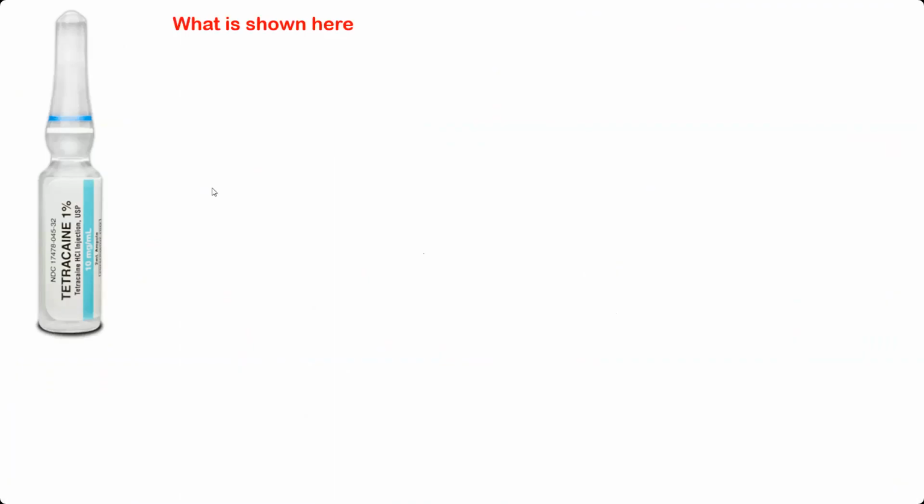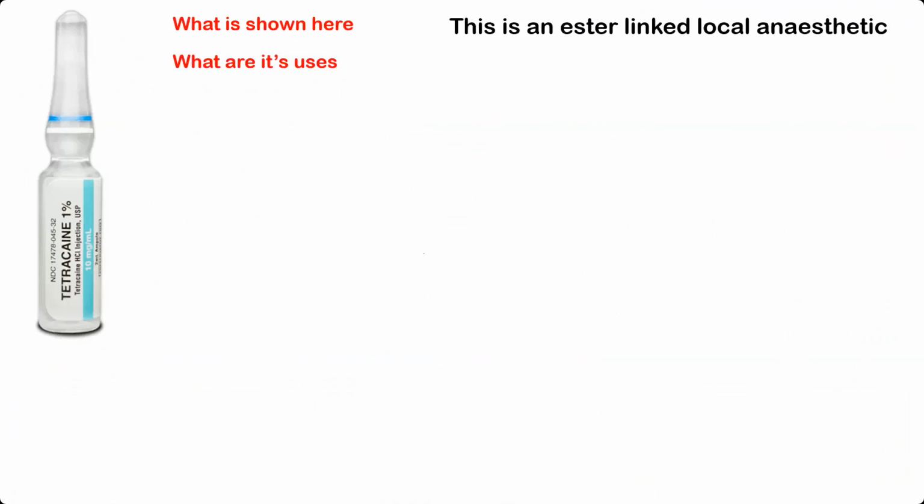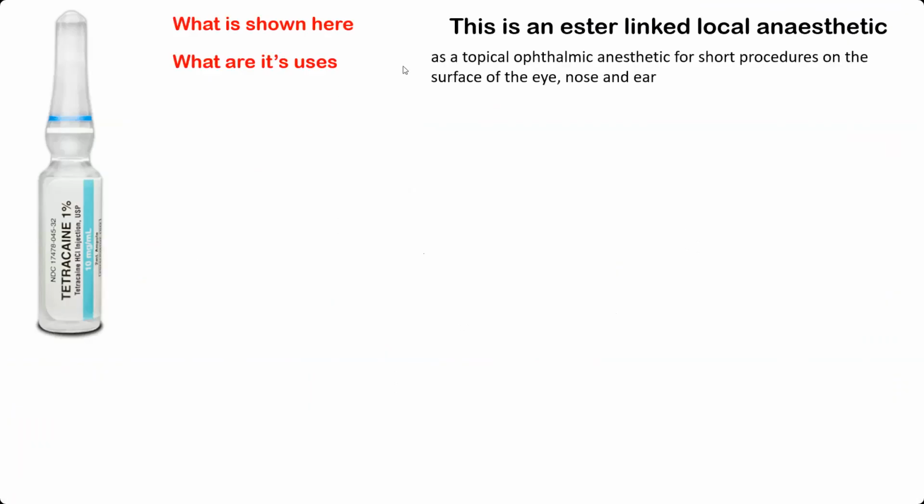What is shown here, sir? Is it 1% an amide or an ester drug? It's an ester local anesthetic. Very good. It's an ester linked local anesthetic. What are its uses? Again, it can be commonly used as a topical ophthalmic for short procedures on the surface of the eye, nose, and ear, or also in spinal anesthesia.